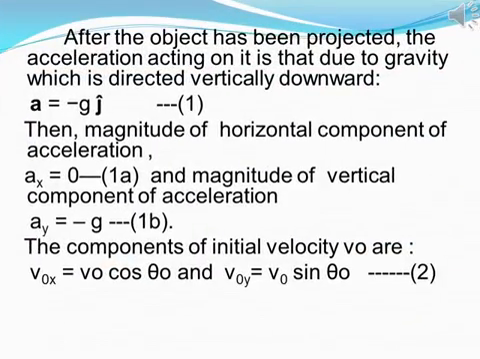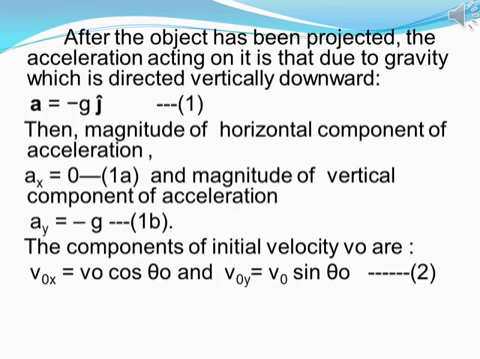After the object has been projected, the acceleration acting on it is that due to gravity, which is directed vertically downwards. So, the acceleration vector a is equal to minus g j cap, which is expression 1. Then, the magnitude of the horizontal component of acceleration ax is equal to 0, which is expression 1a, and the magnitude of the vertical component of acceleration ay is equal to minus g, which is expression 1b.